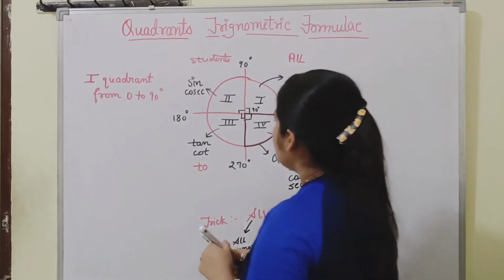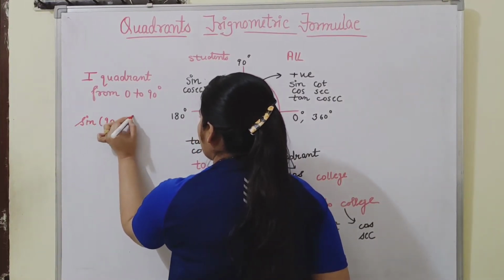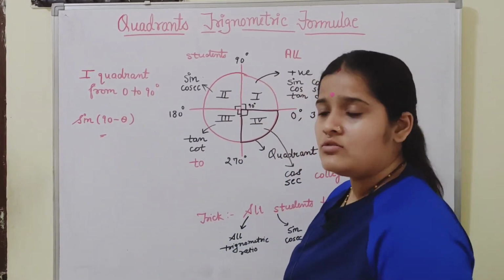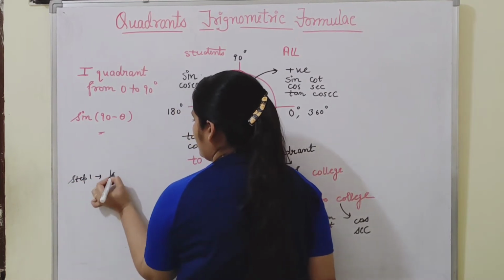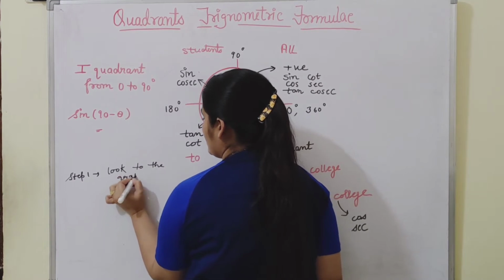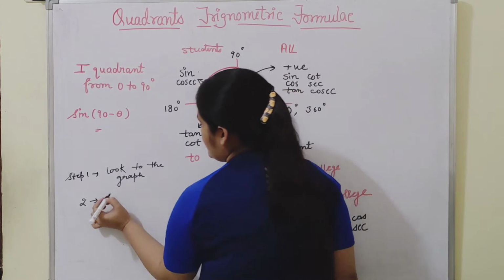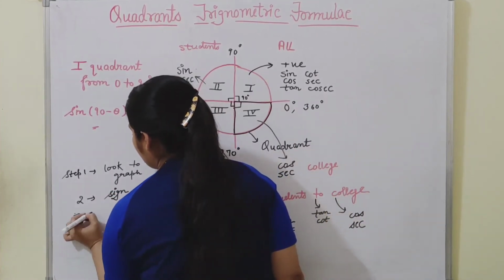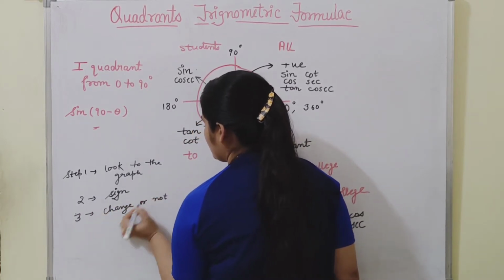So let's start. Sine 90 minus theta. How do we calculate this value? We have to go through 3 steps. Step 1: look at the graph. Second step: sign. And third step: change or not change.